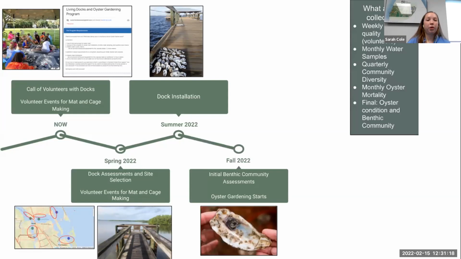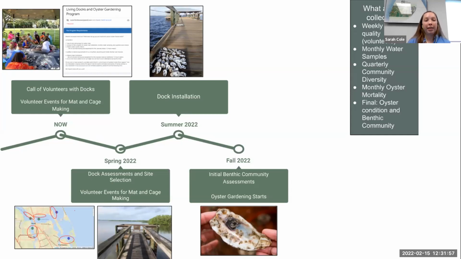Then in the fall, we'll do our initial benthic community assessment. Once again, this will be very similar to what Morgan talked about that has been done in the Northern IRL. We'd like to do it very similar so that it's a comparable study. And then in the fall as well, we'll start giving out our oyster gardens. The reason we're not starting our oyster gardening the same time as our dock installation is to better benefit our oysters. So in our area, oysters actually grow better during the winter months. This is because it's cooler temperatures. They're not trying to fight as hard against such high temperatures, as well as a more stable salinity. There's not as much fresh water coming in during our winter months.